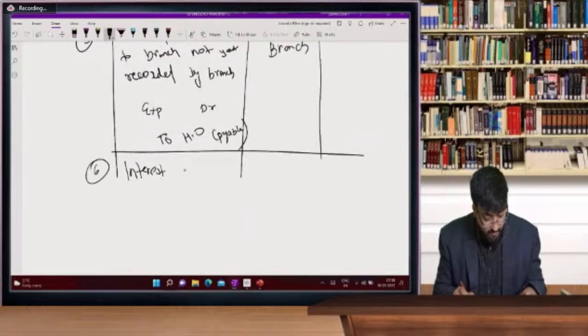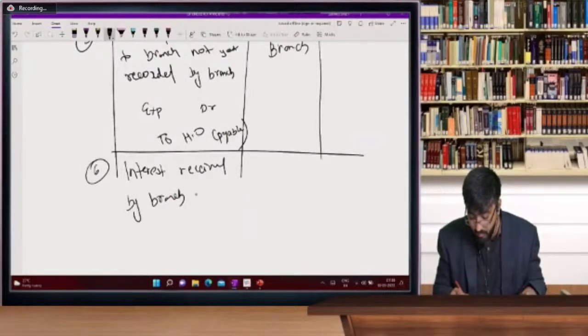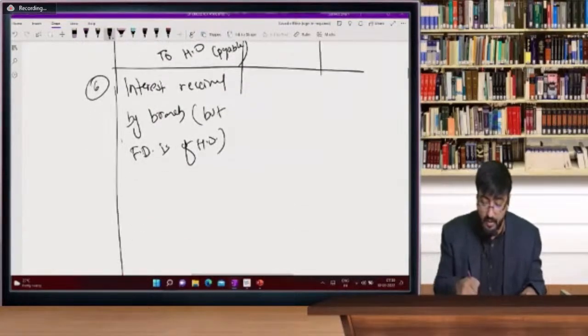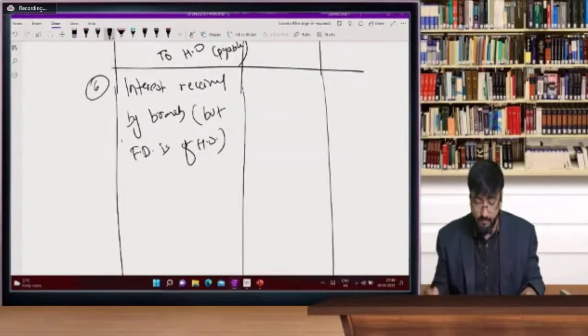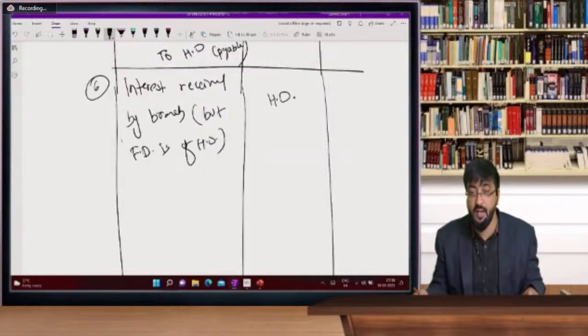Interest received by branch, but FD is of HO. So who should record this interest? Head office. Tell me the entry. RICO entry by head office, because they have not passed this entry of interest received. So interest received की entry नहीं हुई है by head office. So what is the entry that head office will pass now?